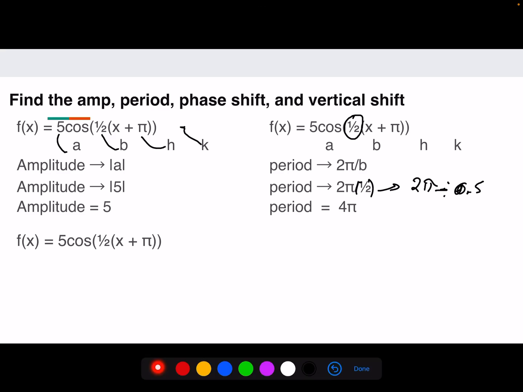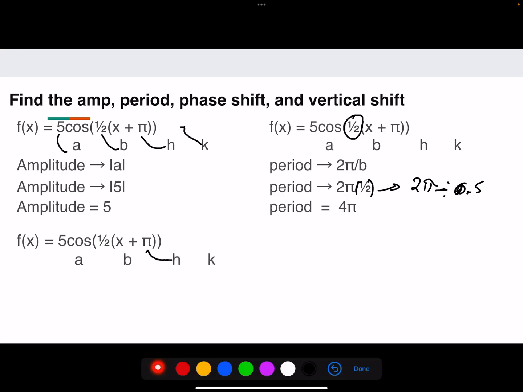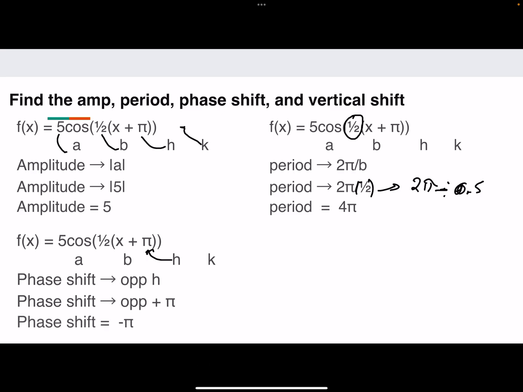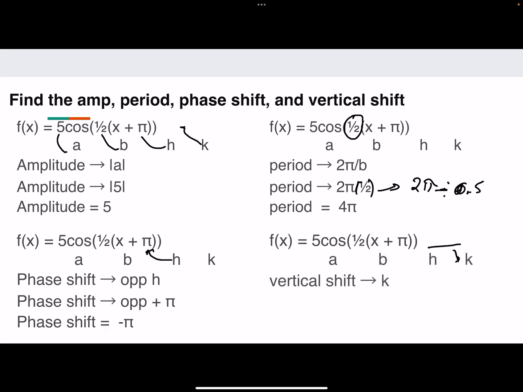Now there is something here on the inside of the parentheses, something added. That's going to be our horizontal shift. That's our H. I want the opposite of that. Since it's a positive H, I'm going to get a negative H as my phase shift. The horizontal shift is always opposite. The phase shift is always the opposite of what's in the parentheses. It happens all the time. Here, there's nothing on the outside of the parentheses, so our vertical shift is going to be nothing.